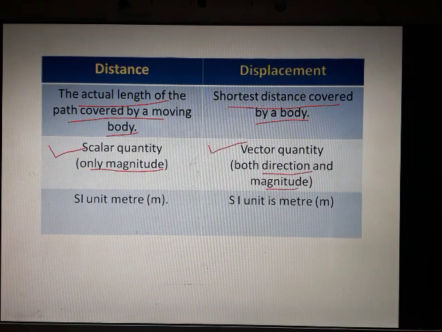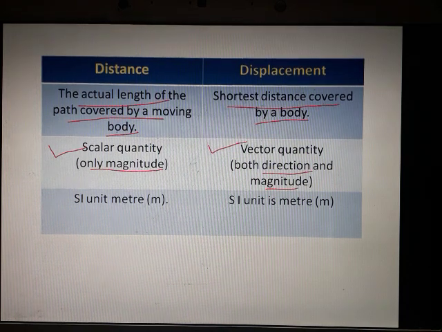So let's say when I say I have traveled 1 kilometer, this is only a number I am specifying, only magnitude, that is a scalar quantity. When I say I traveled 1 kilometer in the south direction, that means I am specifying both direction and magnitude. So this is a vector quantity. The SI unit of both is the same, that is meter.